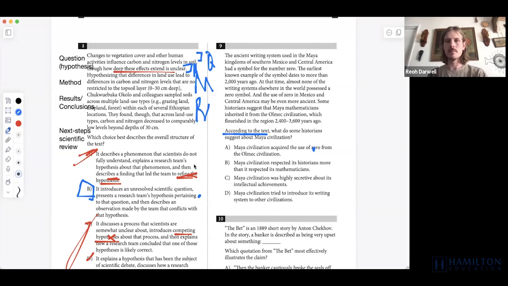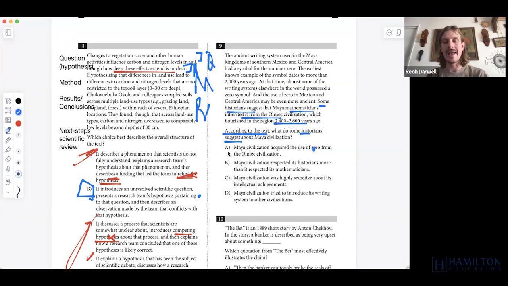So what is suggested? Well, a few things about the Maya. Suggest is a bit of an inference, right? So what do they suggest? Some historians suggest, there are the words, okay, that the Maya mathematicians inherited from the Olmec even earlier. All right, the even earlier Olmec civilization, okay?